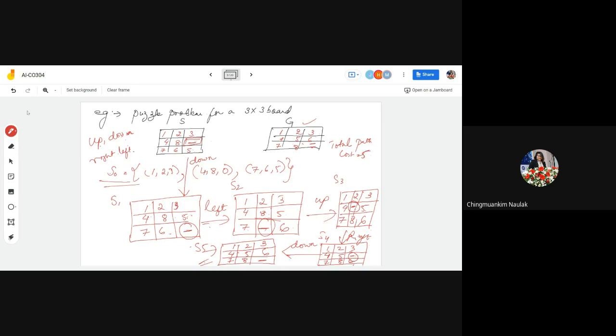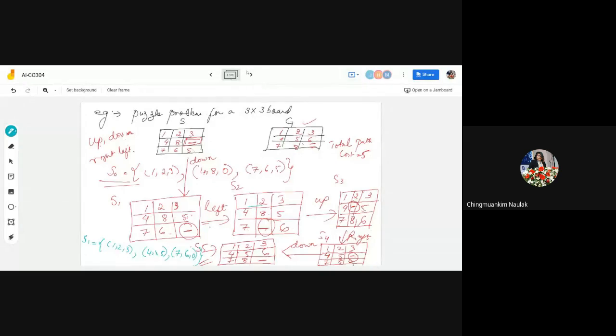Let me just write this. S1 can be written as 1 2 3, then next line 4 8 5 separated by comma, and then 7 6. This blank cell can be written as 0. Then you close with square bracket. Same way you are going to do it for S2. So yeah, I think that's all for today.